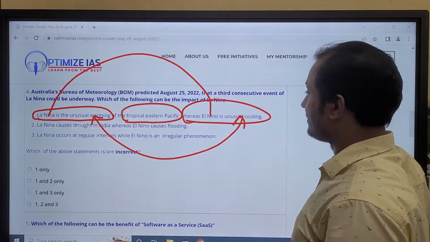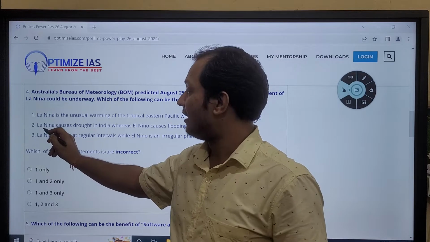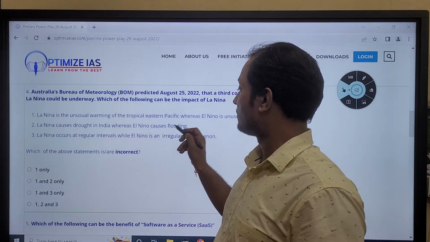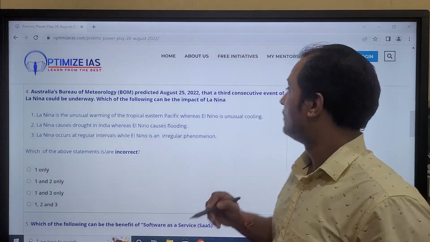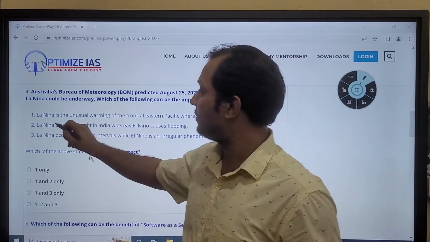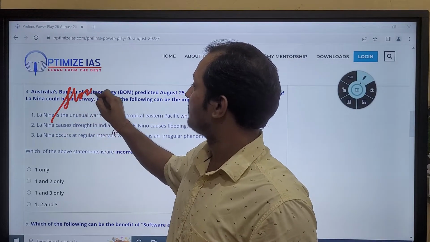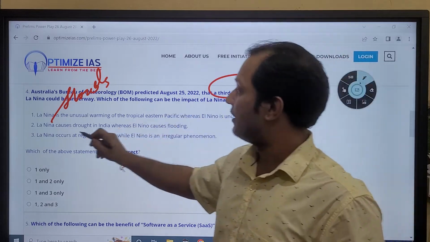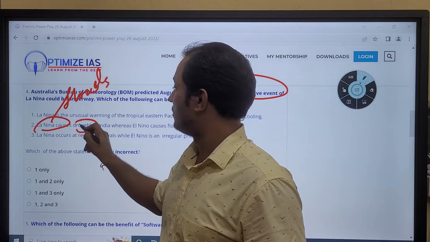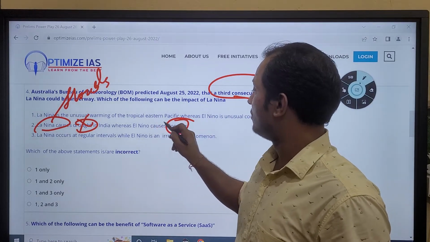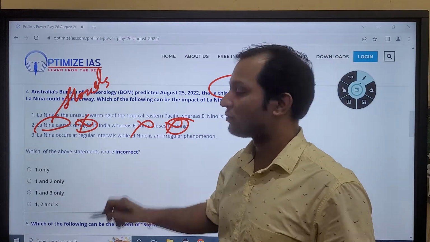Let us read the second statement. Second statement says that La Nina causes drought in India, whereas El Nino causes flooding. Guys, as you must be observing these days, throughout India we are seeing floods. And this is La Nina phase. This means La Nina causes floods, not drought. Whereas El Nino causes drought, not flood. So this statement is also incorrect.